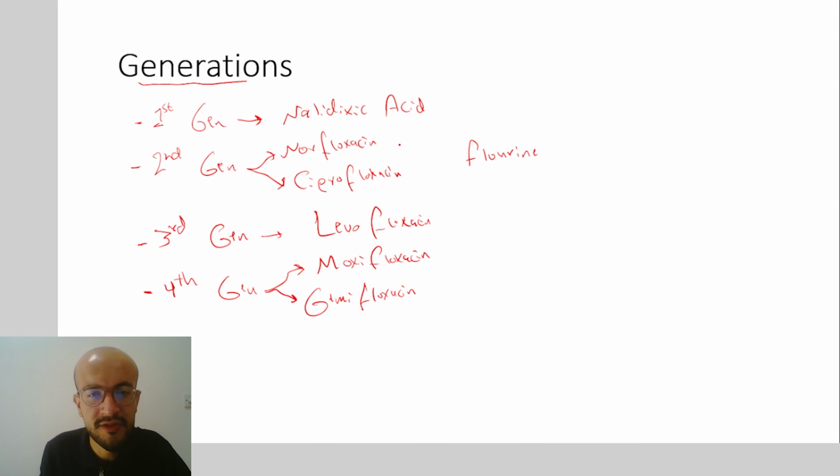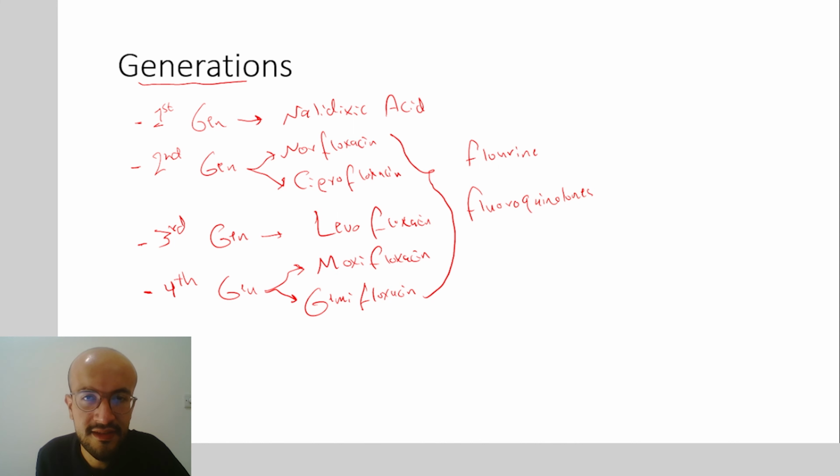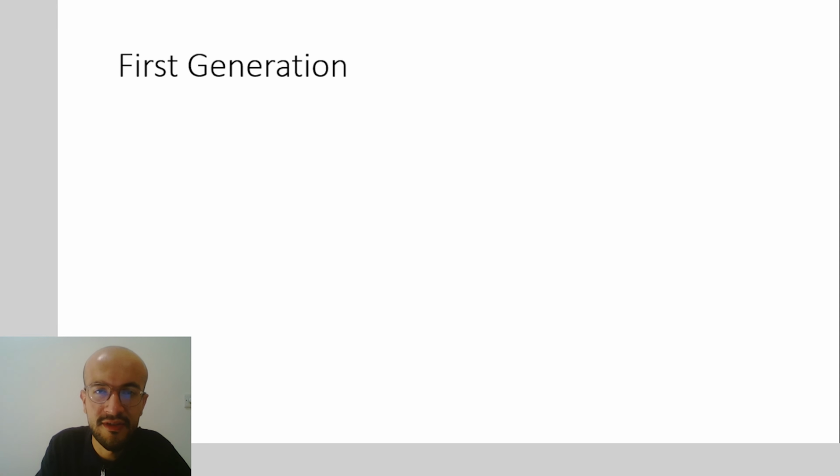So all of those drugs have the fluorine atom, except for nalidixic acid. So all of those are called the fluoroquinolones, except for nalidixic acid. Each generation has characteristics that are different from the other generations in terms of pharmacokinetics and spectrum, and we are going to discuss those in the next slides. So let's start by talking about the first generation.